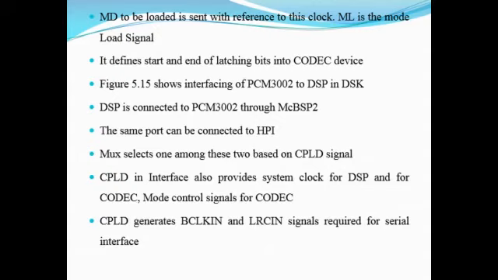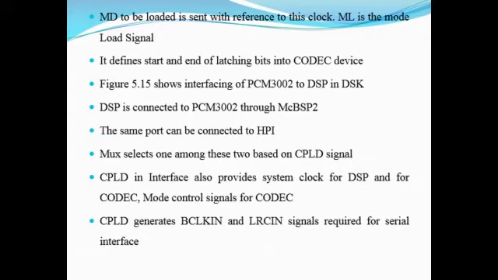The CPLD in the interface also provides a system clock for the DSP and for the codec. So that is the CPLD signal and the mode control signals for the codec. Then the CPLD generates two signals which are required for the serial interfacing process, that is BCLK in and LRC in. These are the signals generated by the CPLD device, which are mainly required for serial interfacing.